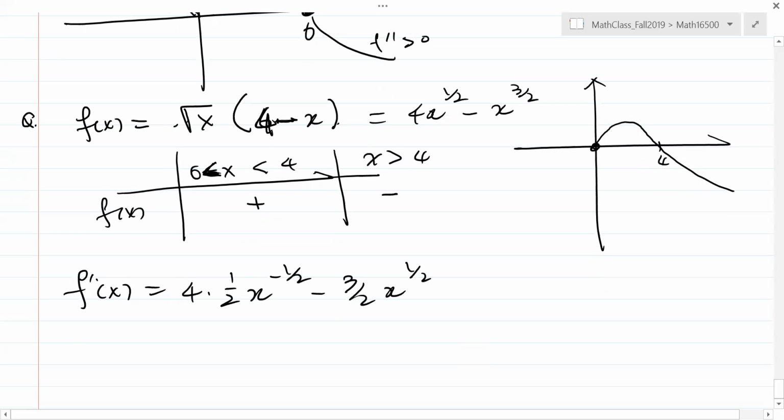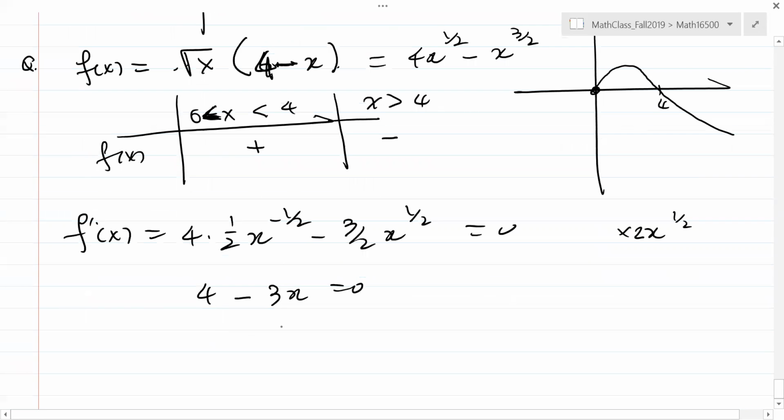Can I? Yeah, let's look at it. Set this to be 0, right? It's a strange equation, but we can do that. You multiply both sides by x to the 1/2. Also multiply by 2, so the 2 cancels out. That's 4 minus 3x equals 0. Okay, x equals 4/3. Yes, it is between 0 and 4. It's a critical number.